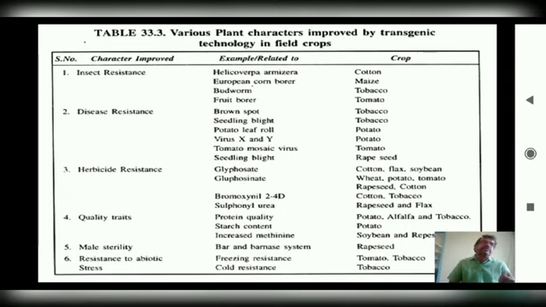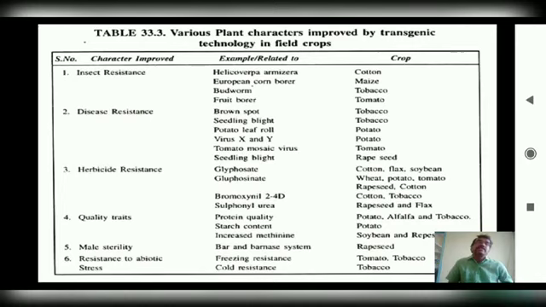And crops like tobacco, potato and tomato show resistance to diseases like brown spots, seedling blight, potato leaf rot, tomato mosaic virus and seedling blights. And some crops like cotton, soybean, wheat, potato, tomato also show resistance to herbicides.